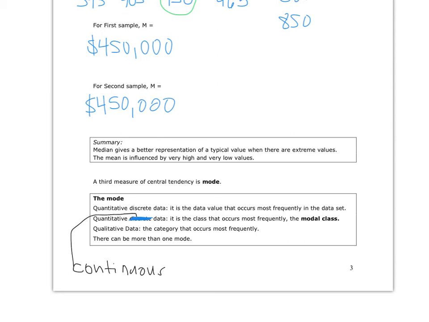All right. So if we've got quantitative discrete data, then the data value that occurs most frequently in the data set is the mode, so it's actually a data value. If our quantitative data is continuous, so we don't necessarily have distinct values but we come up with classes, think about when we created frequency tables and histograms for continuous data, we created classes. So we think of mode in terms of the class that occurs most frequently. And then for qualitative data, it's the category that occurs most frequently. And we can have more than one mode.